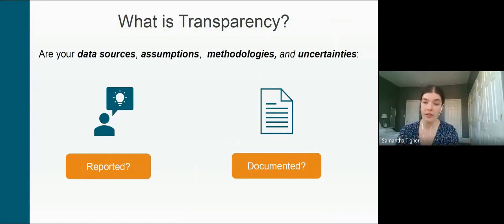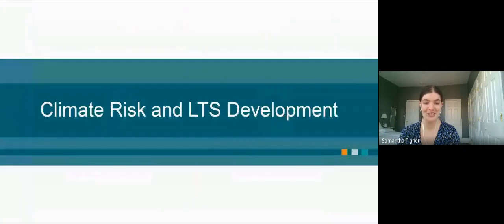And by doing all of that, you're making it very clear to both readers and other stakeholders and planners how you did what you did and what the results were, and perhaps hinting at why those were the results you came to. So now that we are refreshed on what long-term strategies are and what transparency is, we're going to dive right into climate risk. So I'm going to hand it over to my colleague Jen, who's going to go ahead and get us started.